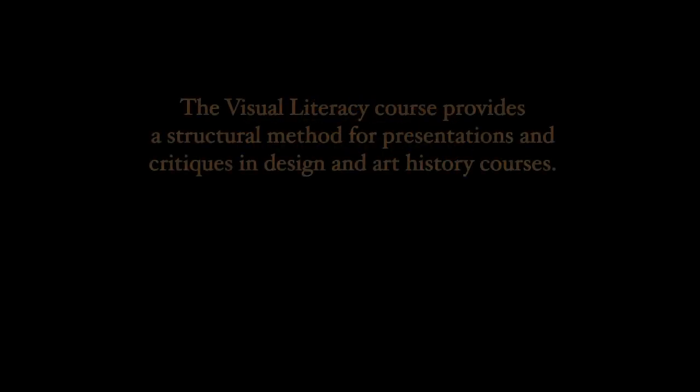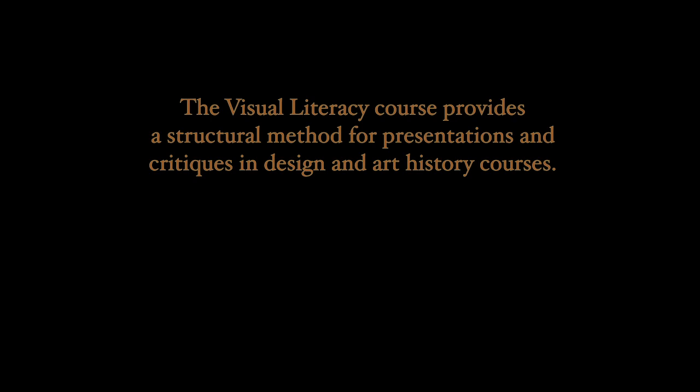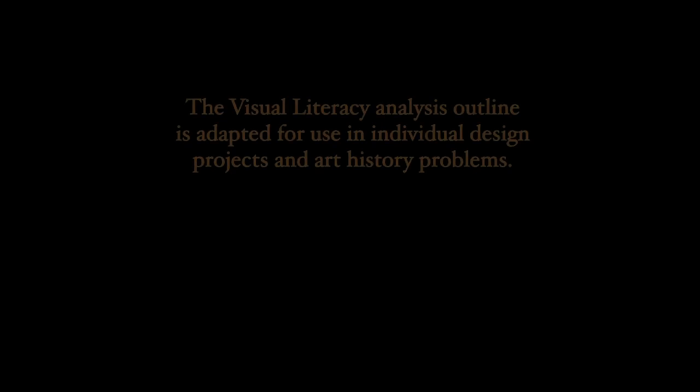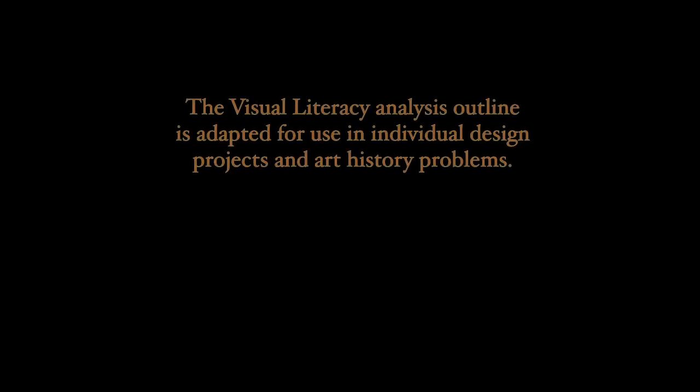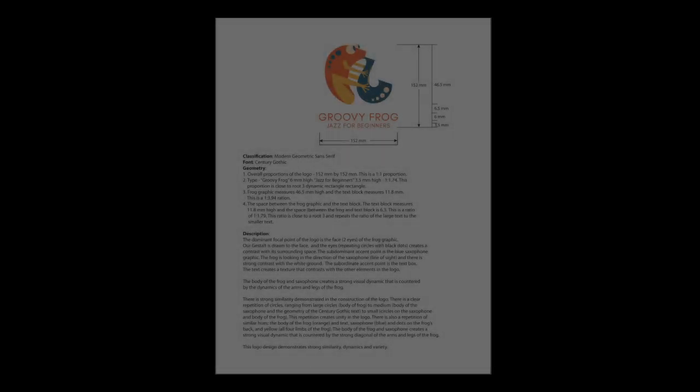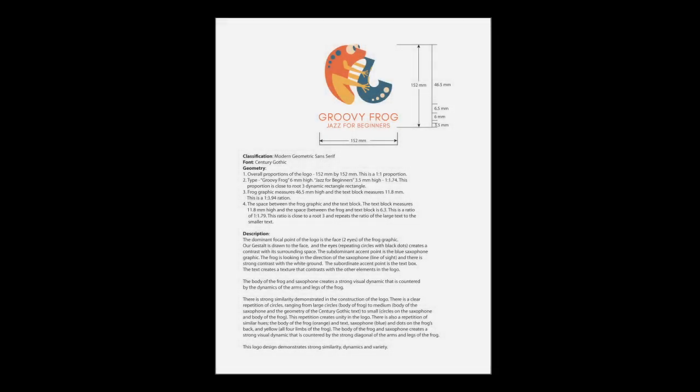The visual literacy course provides a structural method for presentations and critiques in design and art history courses. The visual literacy analysis outline is adapted for use in individual design projects and art history problems. The student logo design analysis is an example of a visual analysis outline tailored to a specific student design project. This particular analysis examines proportional relationships of scale and space.